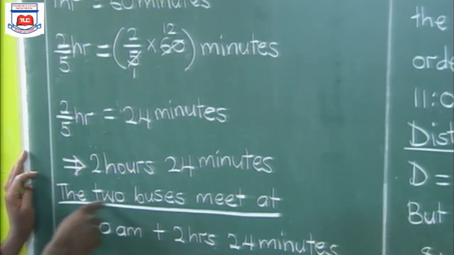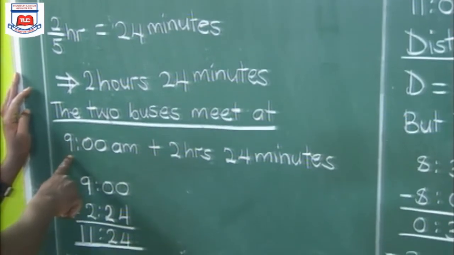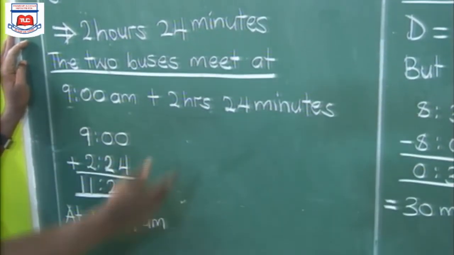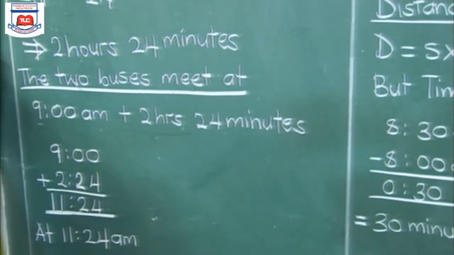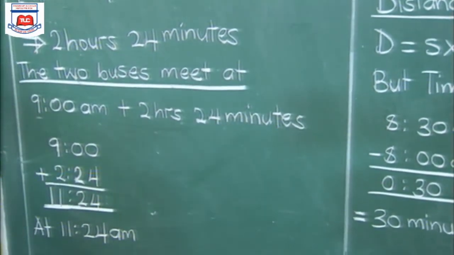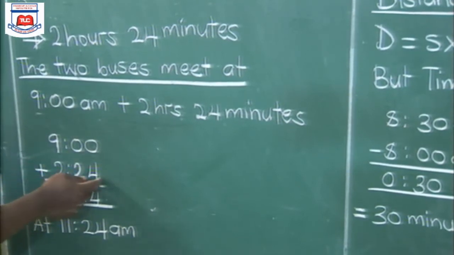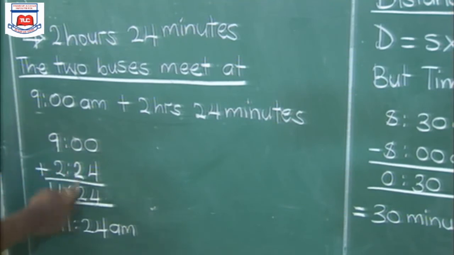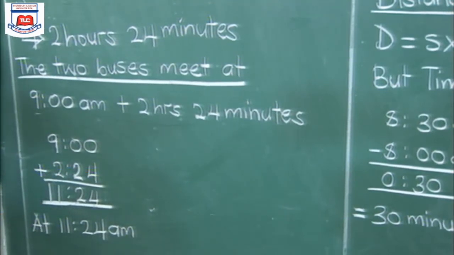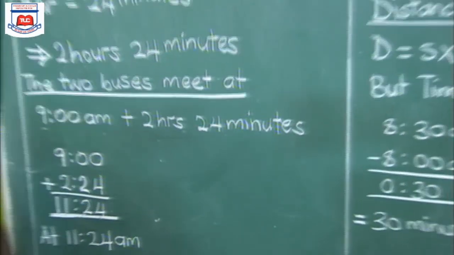Now you say the 2 buses will meet at 9 a.m., the start of the journey, plus how long they take to meet, that's 2 hours 24 minutes. Then you go down to add here, you say 9:00 plus 2:24. You add 0 plus 4, 4. 0 plus 2 is a 2. 9 plus 2, get 11. So they will meet at 11:24 a.m.